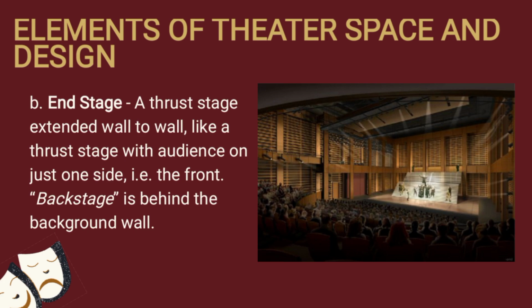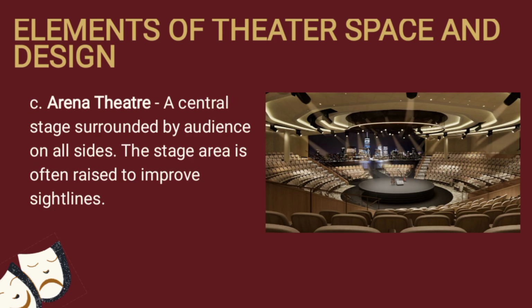Okay, now we have the arena theater. It is a central stage surrounded by audience on all sides. The stage area is often raised to improve the sight lines. So arena theater is also known as the theater in the round. It's a type of theater where the stage is surrounded by the audience on all sides. Like when we watch a boxing match, right?